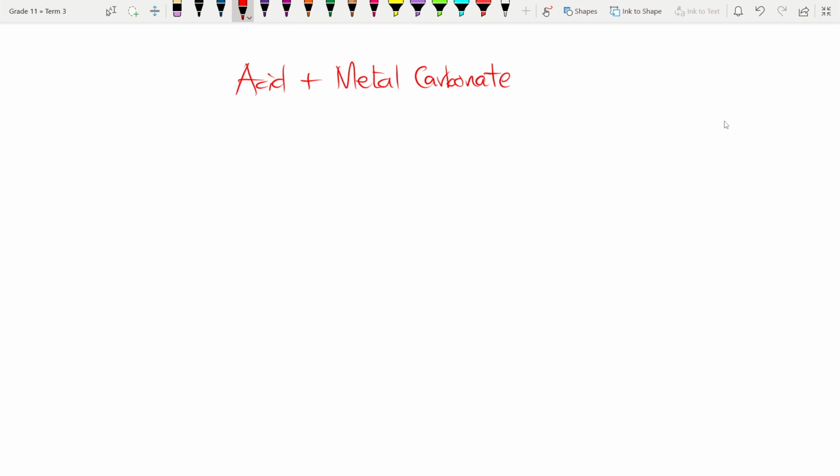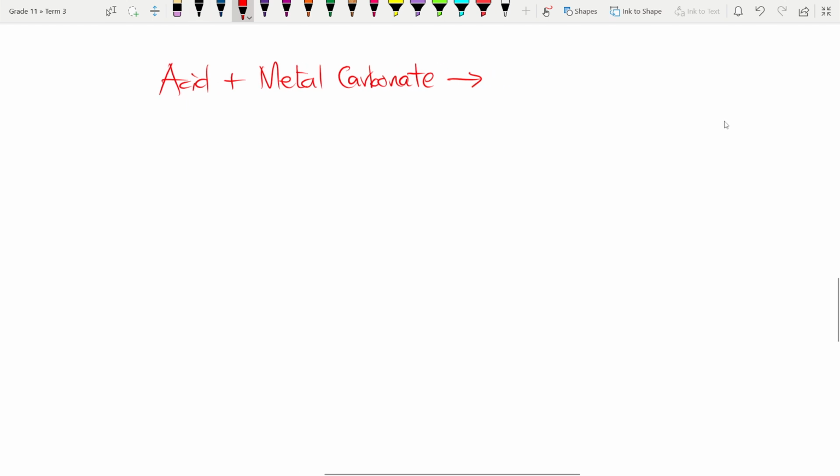Okay, are you still with me? Yes. Okay, so I'll use the same acid, H2SO4, and then I add a metal carbonate. I'll use Mg as my metal. Carbonate ions are CO3 ions. Then the product is going to be a salt.